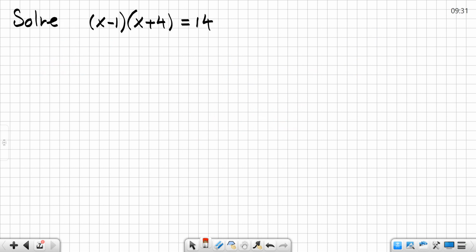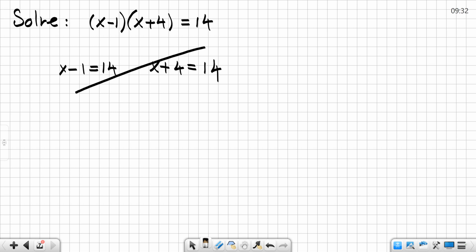All right, let's go ahead and solve a little bit of a trickier one. So we are here to solve now this equation: (x minus 1) times (x plus 4) is equal to 14. Now, a lot of people tend to do this by doing the following: x minus 1 is equal to 14, x plus 4 is equal to 14. But can I really do this?